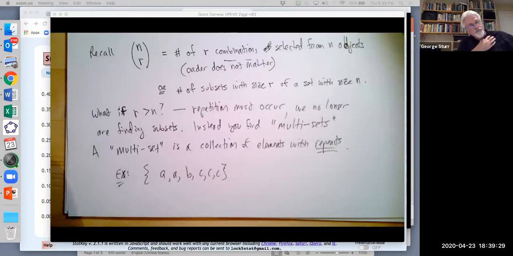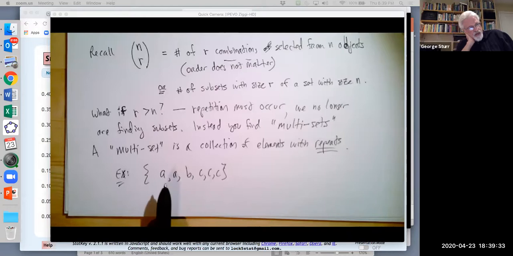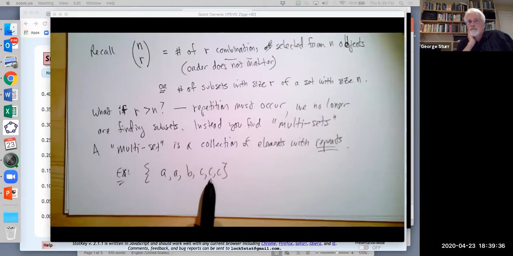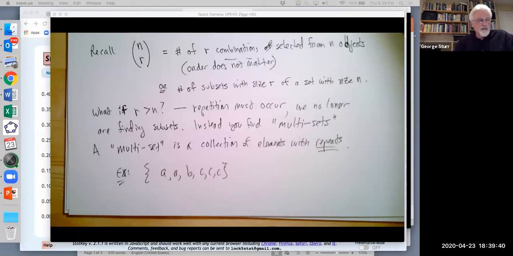Supposing your goal is, how many do I have here? 1, 2, 3, 4, 5, 6 objects in my multiset? And I can grab from boxes of A's and boxes of B's and boxes of C's. And I can have as many A's, B's, and C's as I want to, but I need 1, 2, 3, 4, 5, 6 elements in there. How many ways can I do that?